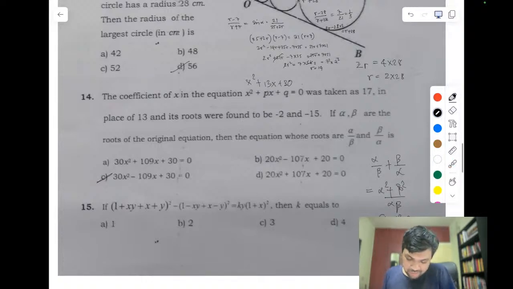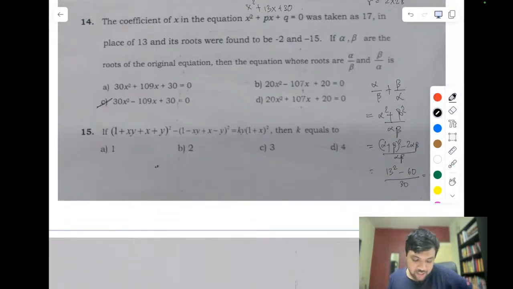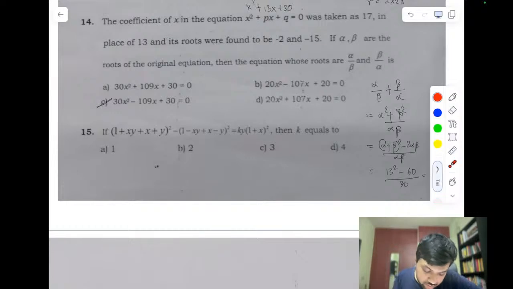Okay, direct questions. Very surprising sometimes. Extremely direct questions. All right, this one. 1 plus xy plus x plus y the whole square minus 1 minus xy plus x minus y the whole square is ky into 1 plus x square. What is k? Okay, how do you solve this?